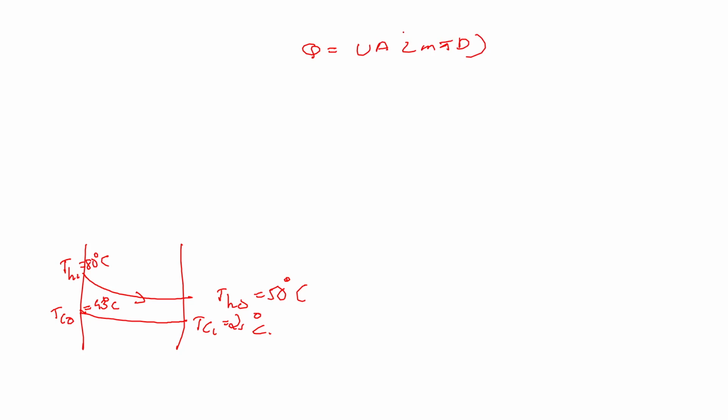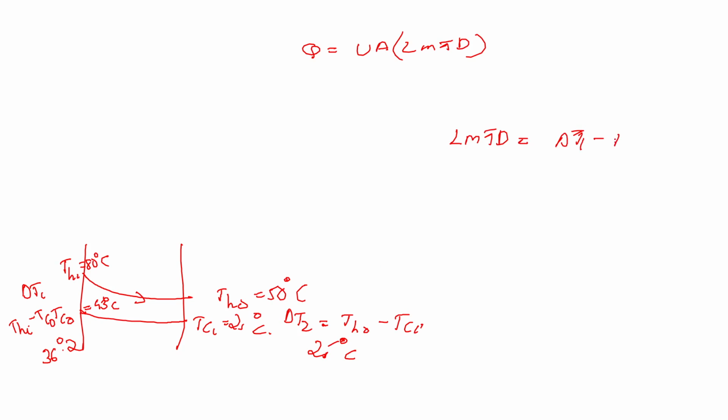So first you have to calculate the LMTD value. For calculating LMTD, you have to calculate the delta T1, that will be THI minus TCO. Similarly, if you do this, you will get the answer here, 36.2, and here it will be delta T2, you can write it as THO minus TCI, it will be 25 degrees Celsius. Now you have to calculate the LMTD value. LMTD value will be delta T1 minus delta T2 divided by log of delta T1 divided by delta T2.